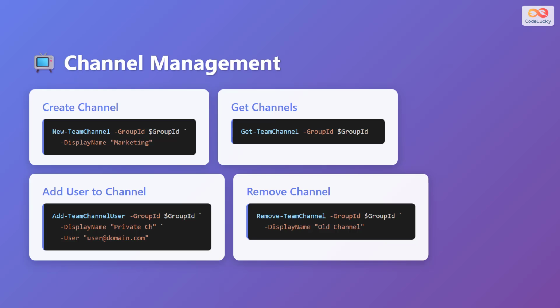For private channels that require explicit membership, you can add users with the Add-TeamChannelUser cmdlet. This requires the GroupId, the DisplayName of the private channel, and the user email address. Private channels are useful for sensitive discussions that should only be visible to specific team members.